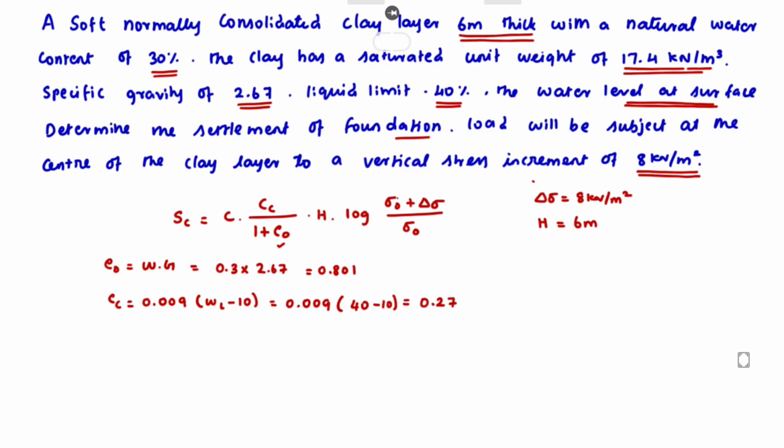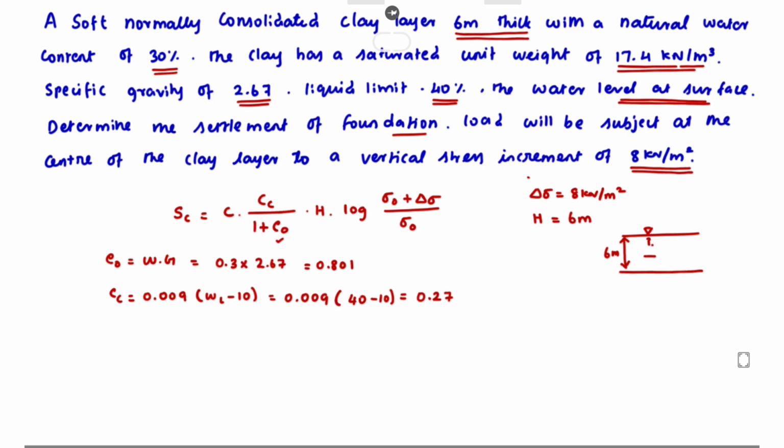Then the e naught value is also found out, H is given. Then we have to find out this sigma naught value. So now we can take the effective pressure. We can take the layer, the layer thickness is 6 meter. It's completely saturated, so the water level is here. Now we can take the center of the layer, because the load will be subjected at the center of the clay layer to the vertical stress increment. So the center of the layer is here, 3 meter and here 3 meter.